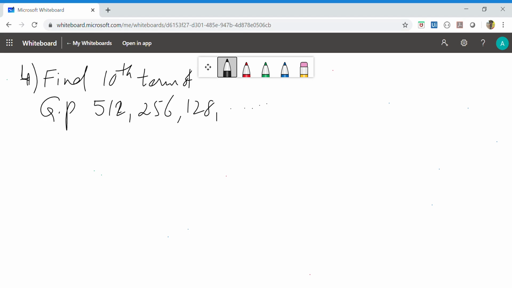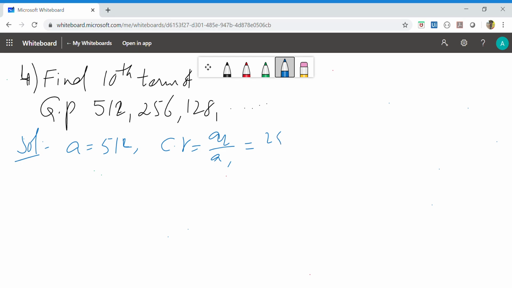Okay. So the general form of a GP is a, ar, ar square, ar cube and so on. So a becomes 512, and what is the common ratio in a GP? a2 by a1. That is nothing but 256 by 512, which is 1 by 2. So the common ratio is 1 by 2.